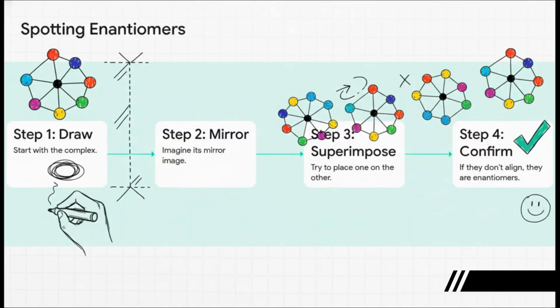Well, it's a mental exercise. First, you draw the molecule. Then you imagine what its reflection would look like in a mirror. And finally, the tricky part. You try to mentally spin and move that reflection to see if you can make it sit perfectly on top of the original molecule. If you can't make them line up, then congratulations, you've just found a pair of enantiomers.